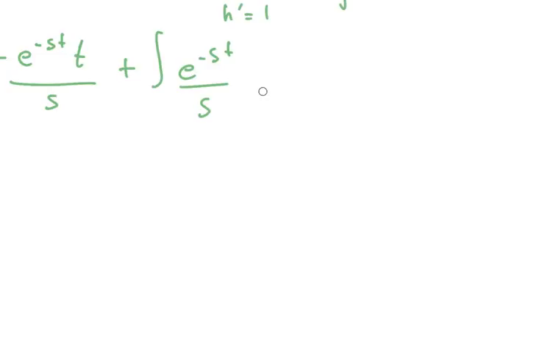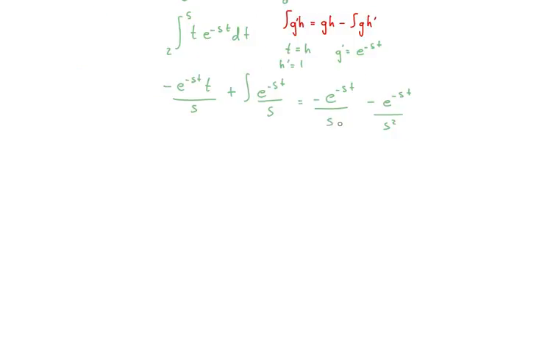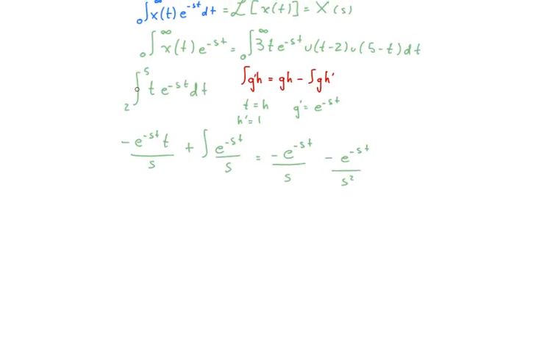So when you do that, that's equal to negative e to the negative st over s minus e to the negative st over s squared. So we've done this right here, and actually I forgot this should have a 3 out in front of it. So we've got this here, and we need to evaluate it from 2 to 5 and multiply it by 3. So let's do that now.